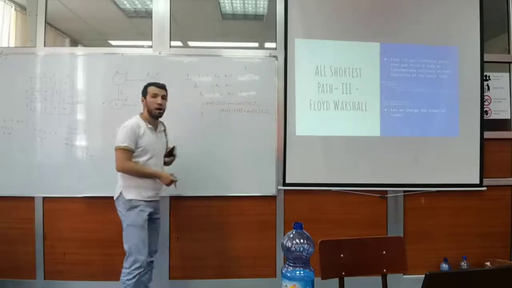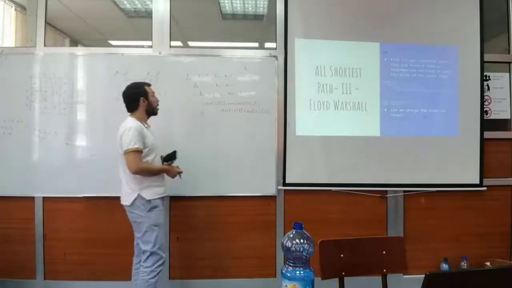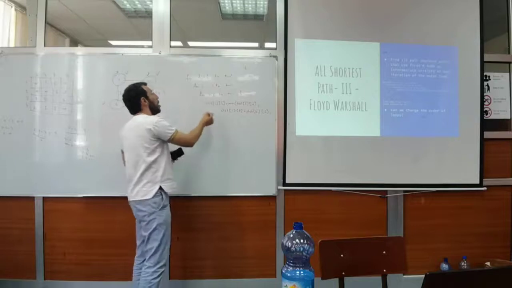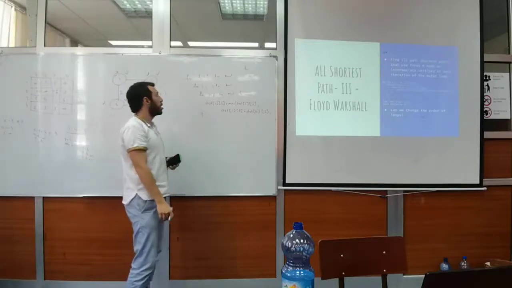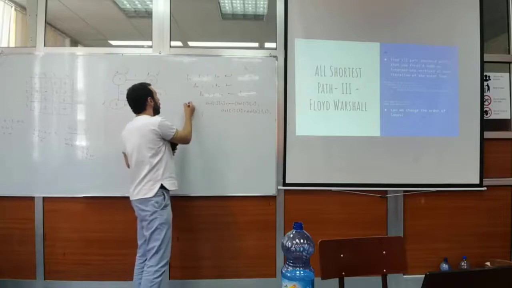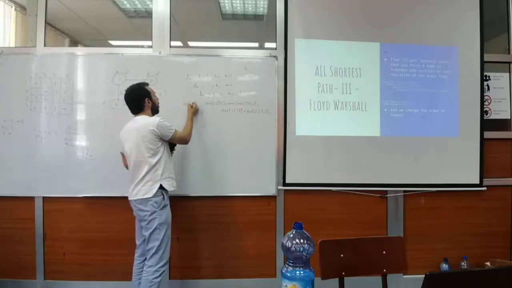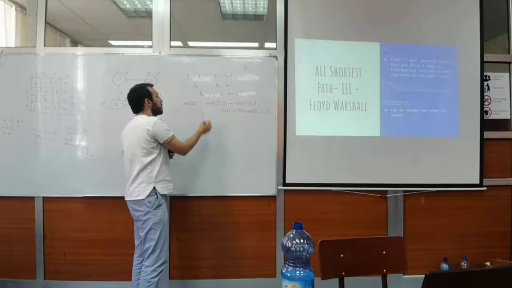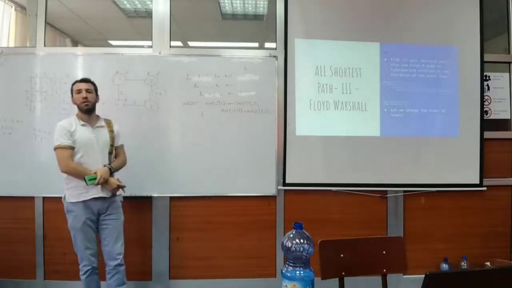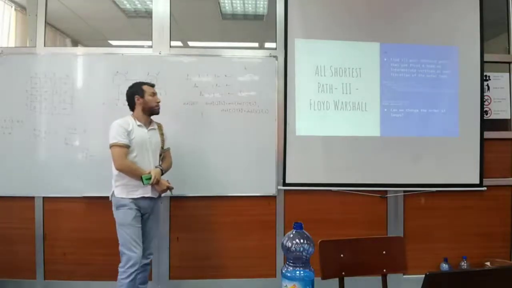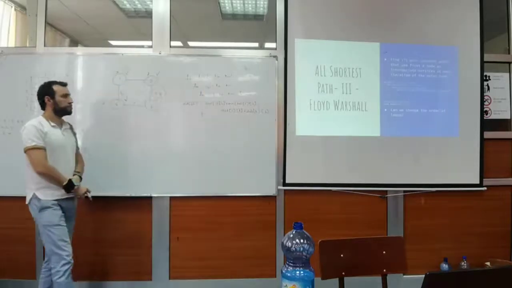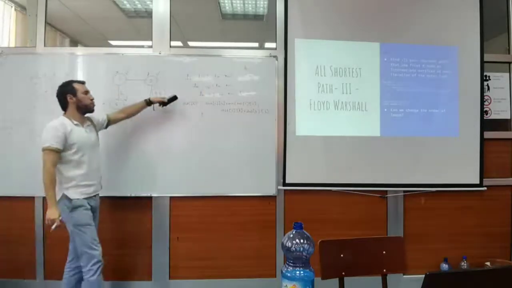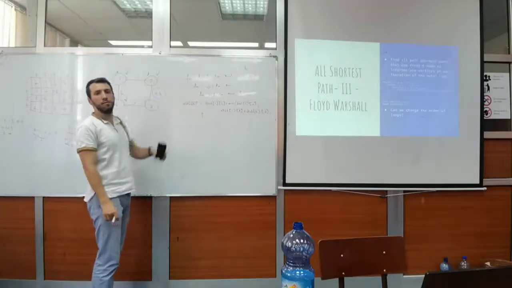Wait, if it was k plus 1, since j starts from 1, wouldn't it work regarding that? If you only have this, it's not going to work. J I is equal to I J. This time it would work. K plus 1? Yeah, makes sense. Because basically you consider every pair again.